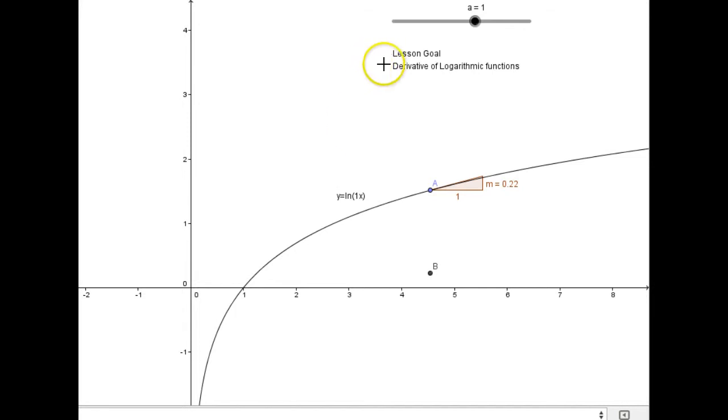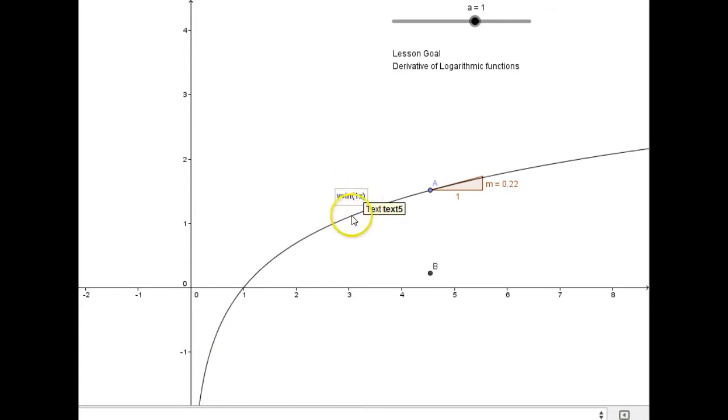This should be a familiar setup by now. Our lesson goal for today is the derivative of logarithmic functions. You can see that I've set up my logarithmic function here. This is y equals ln 1x, or just plain old y equals ln x.